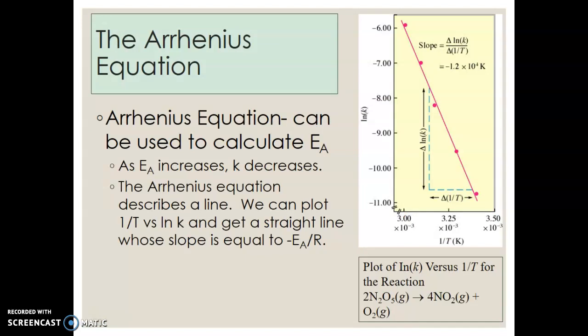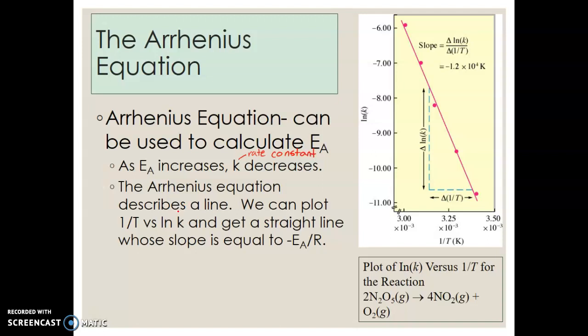The Arrhenius equation can be used to calculate the activation energy. So as activation energy increases, this means K, this is our rate constant that we've been using, is going to decrease.